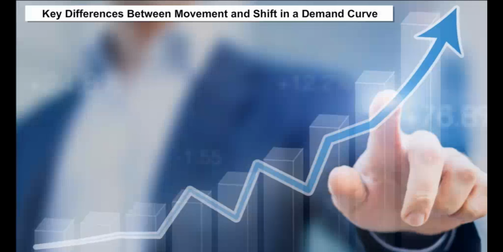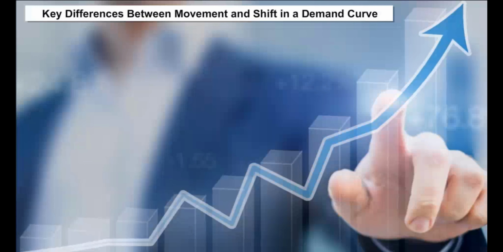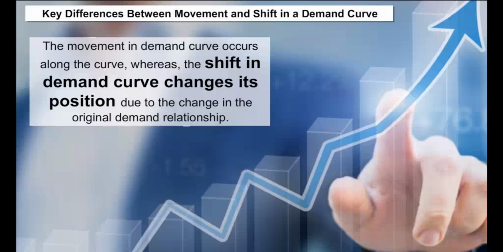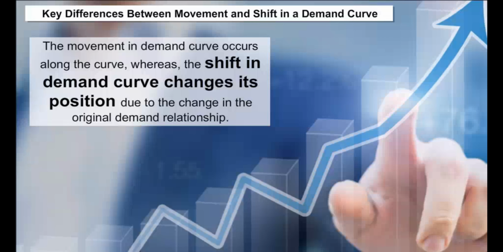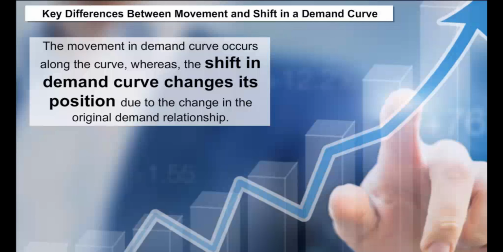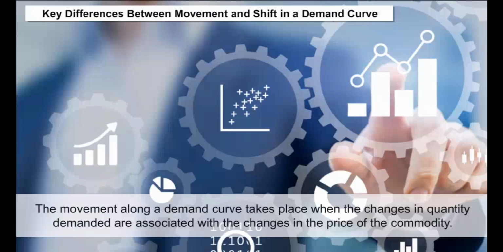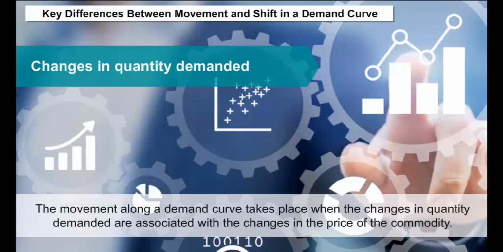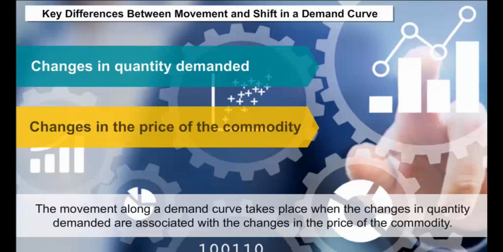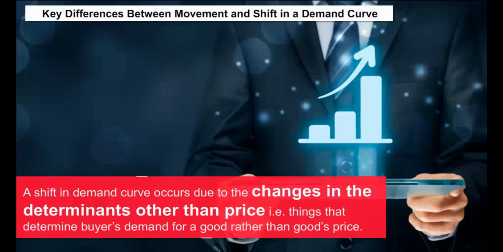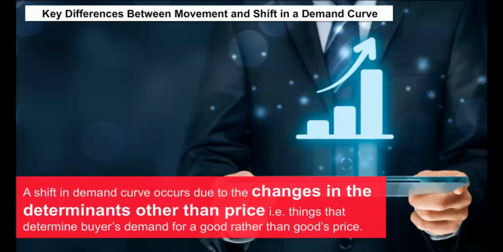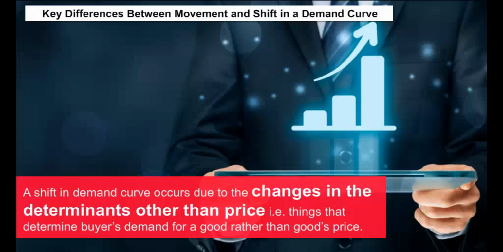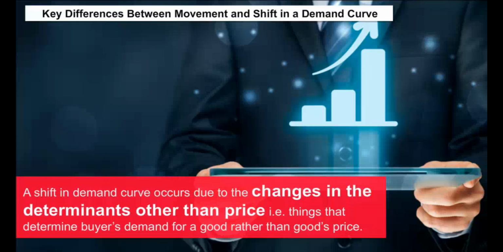Key differences between movement and shift in a demand curve. The movement in demand curve occurs along the curve, whereas the shift in demand curve changes its position due to the change in the original demand relationship. Again, the movement along a demand curve takes place when the changes in quantity demanded are associated with the changes in the price of the commodity. But a shift in demand curve occurs due to the changes in the determinants other than price, that is, things that determine buyers' demand for a good rather than the good's price.